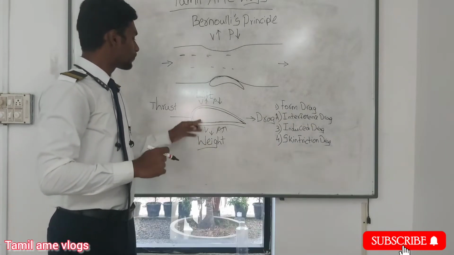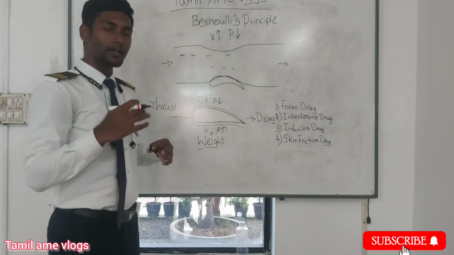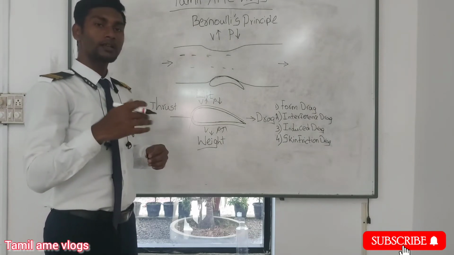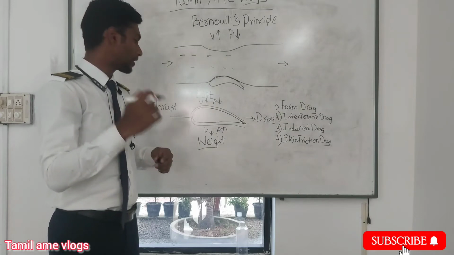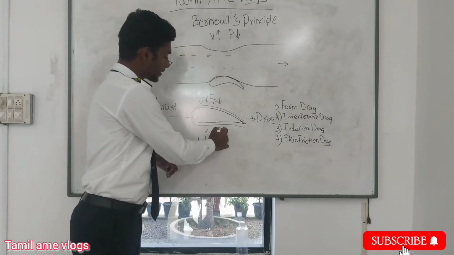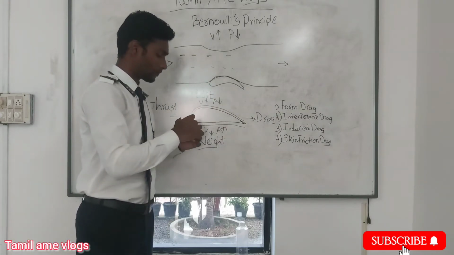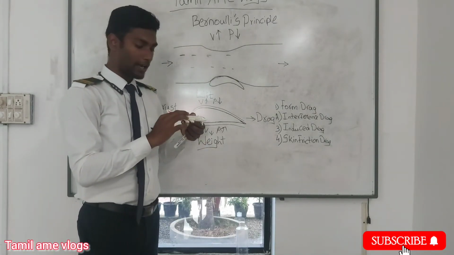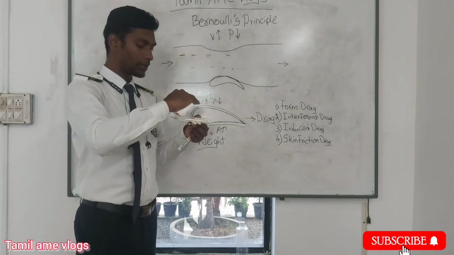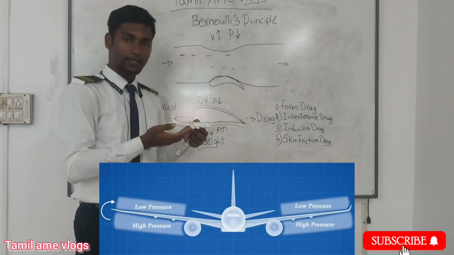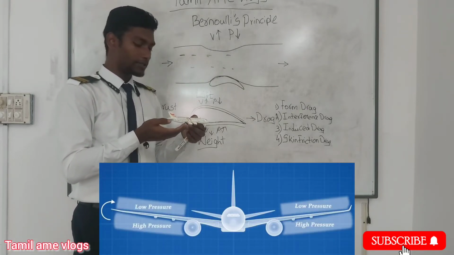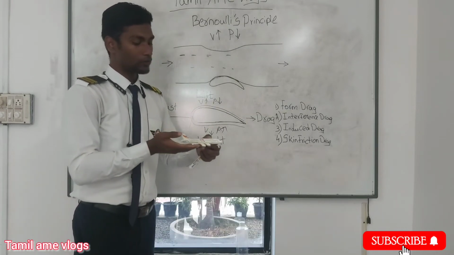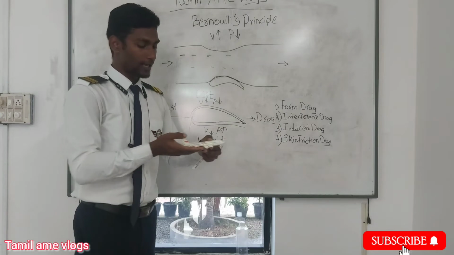Okay. Now, physical laws say that pressure moves from high pressure to low pressure. Likewise, low pressure is on the upper side of the aerofoil and high pressure is on the lower side. Pressure moves from high pressure to low pressure, right? So the high pressure moves toward low pressure. Due to this, the aircraft gets lift.